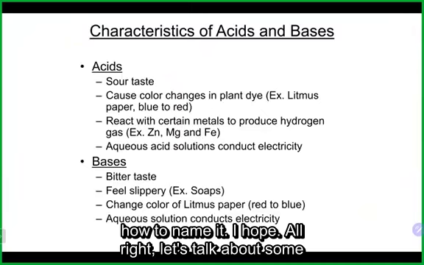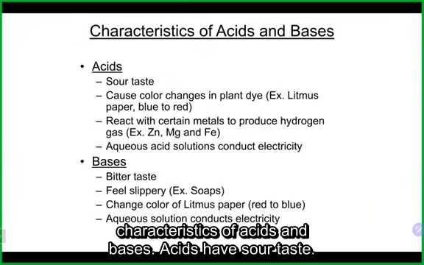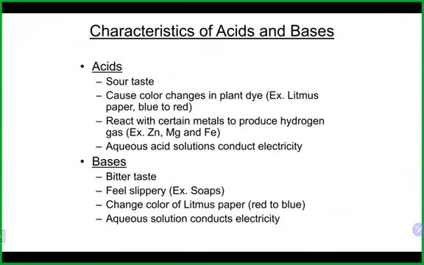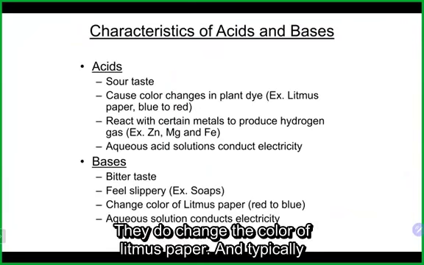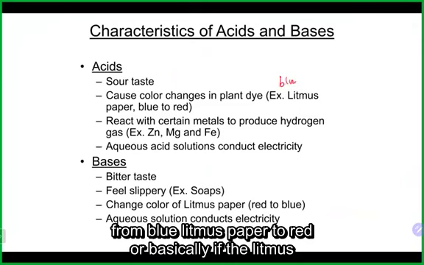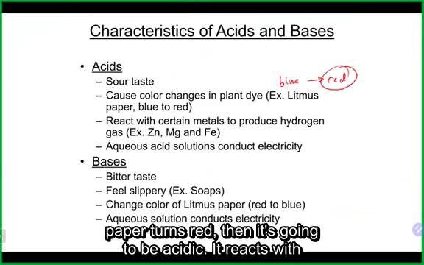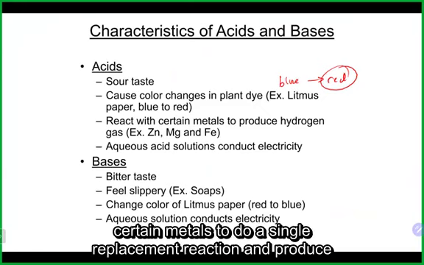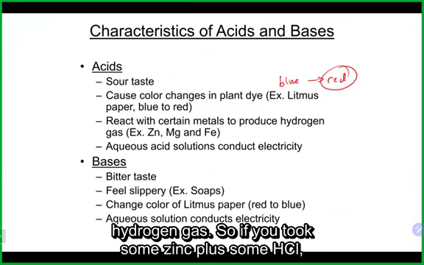All right. Let's talk about some characteristics of acids and bases. Acids have a sour taste. They do change the color of litmus paper. Typically, if it's acidic, your litmus paper will go from blue to red. Or basically, if the litmus paper turns red, then it's going to be acidic. It reacts with certain metals in a single replacement reaction and produces hydrogen gas.